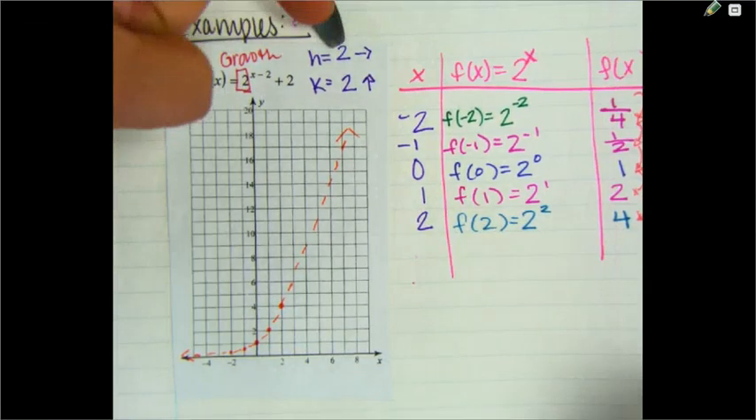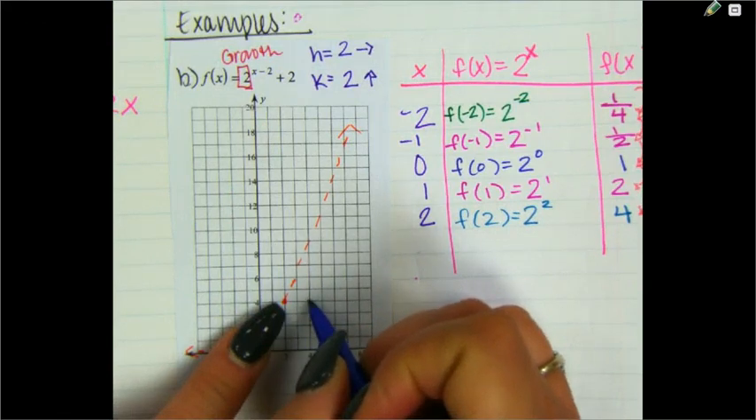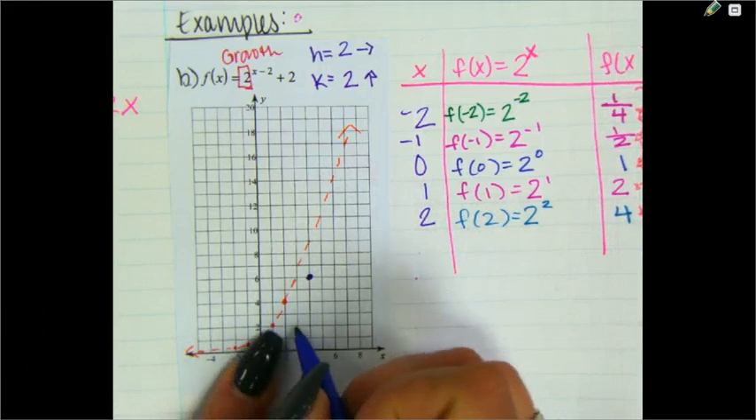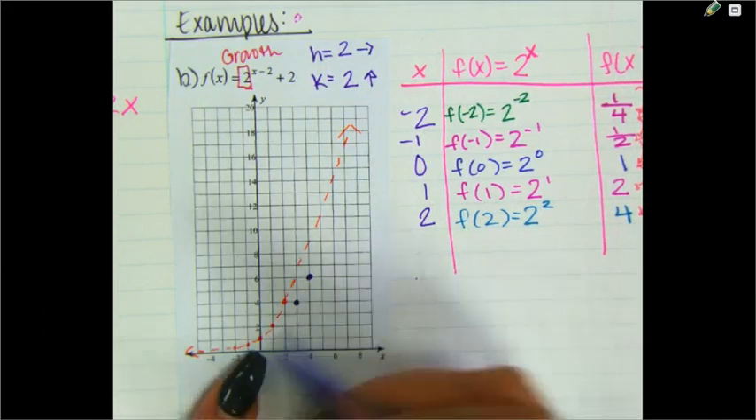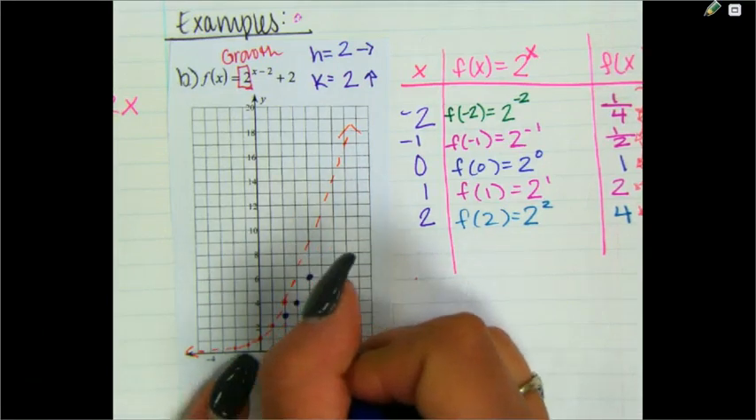Here, we're going to shift both ways. So we're going to take the point here. We're going to shift 2 to the right, and then up 2. Take the next point, 2 to the right, and up 2. The next one, 2 to the right, and up 2. Keep going.